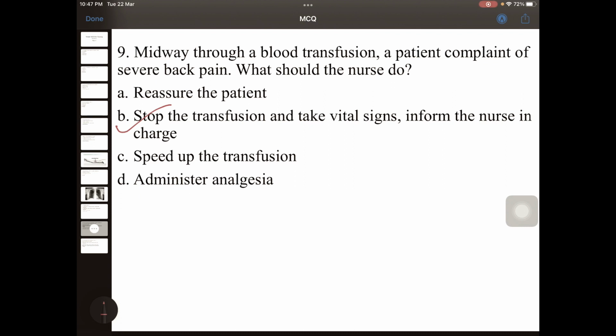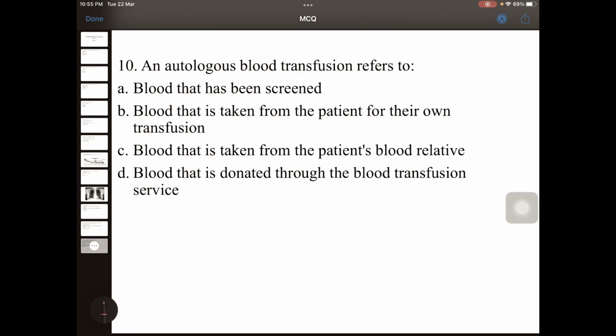And if there are changes in vital signs, that means the patient has some blood transfusion reaction, and then we have to inform the senior or nurse in charge, or if there is a doctor on duty, then we can inform the doctor on duty directly.